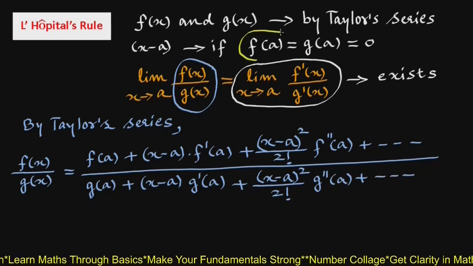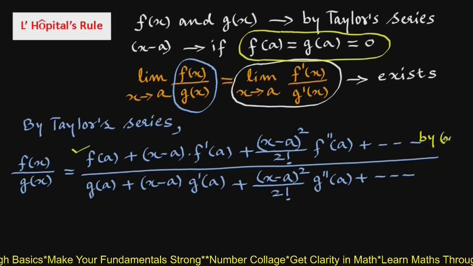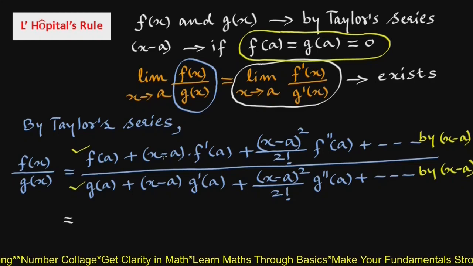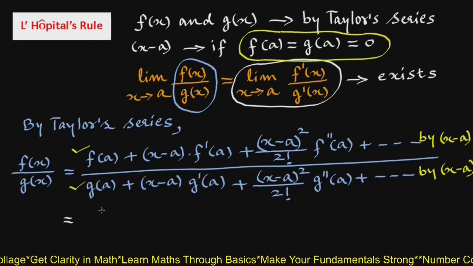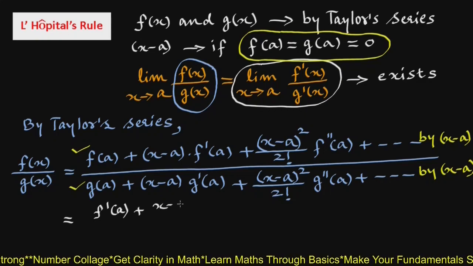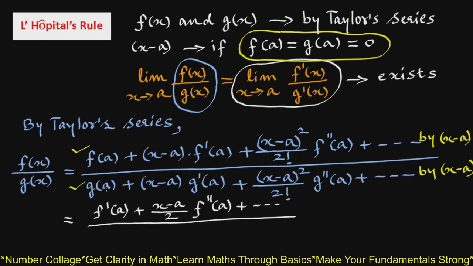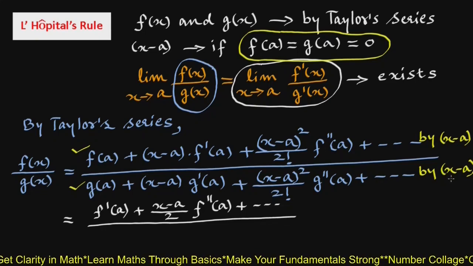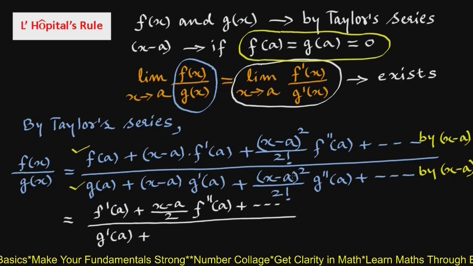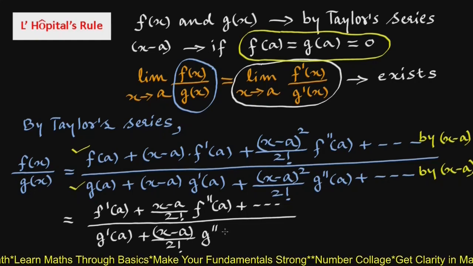Now since f(a) equals g(a) each equals 0, dividing the numerator by (x minus a) and the denominator by (x minus a) gives us: f(a) is 0, (x minus a) upon (x minus a) is 1. So it will be f'(a) plus (x minus a) whole square upon (x minus a), which will be (x minus a) upon 2 f''(a) plus so on and so forth, upon, since g(a) is 0, it will be 0. (x minus a) upon (x minus a) will be 1. So it will be just g'(a) plus (x minus a) whole square upon (x minus a), which will be (x minus a) upon 2 factorial g''(a) plus so on and so forth.